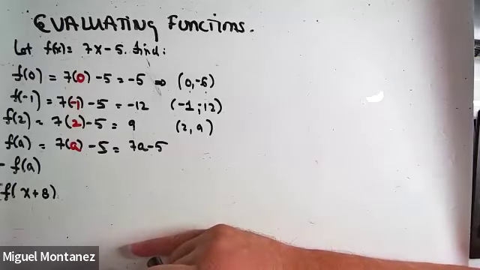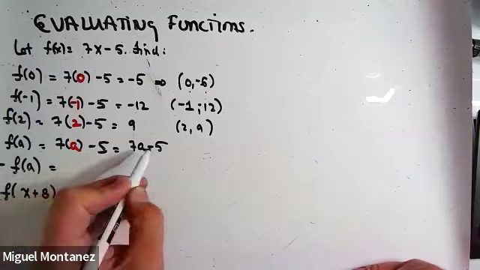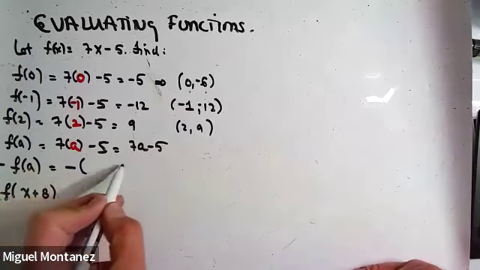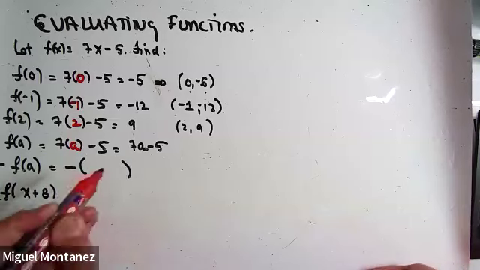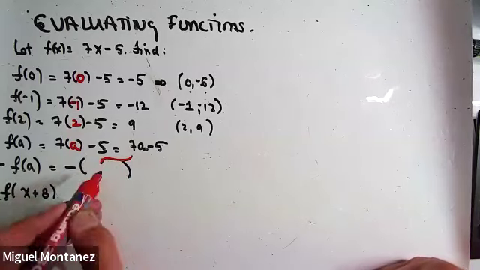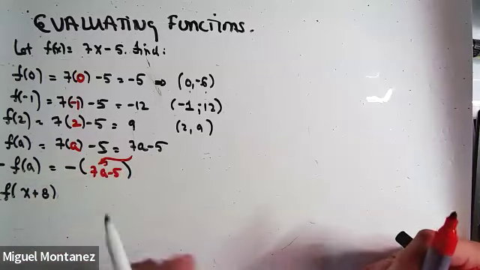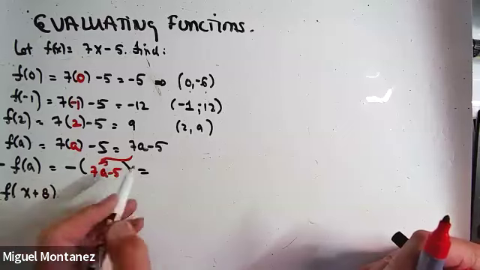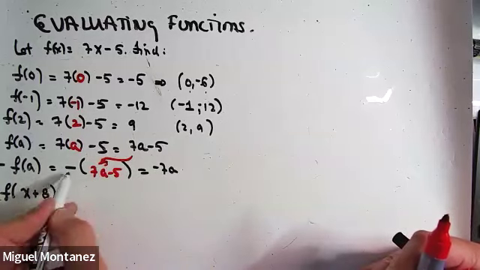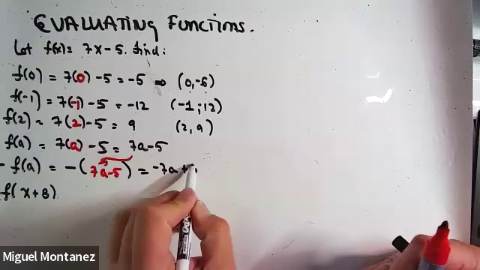The next part says to take the opposite of f of a. Well, we just found f of a, so we have to find the opposite of whatever we got before, which is 7a minus 5. That would be the opposite of 7, negative 7a, opposite of negative 5, plus 5.